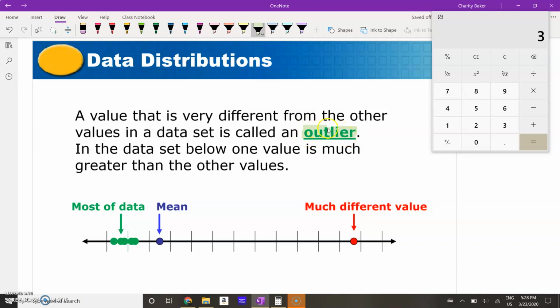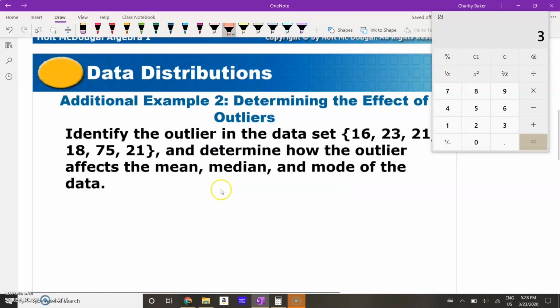This word means that there's a value in the data set that is very different, very far away from everything else. Okay? So down here at the diagram, most of the data will be very close together. And then there's going to be a number way over here, either really, really big or really, really small, that's far away from all of the rest of your data. Okay, so let's see what that looks like in an example.